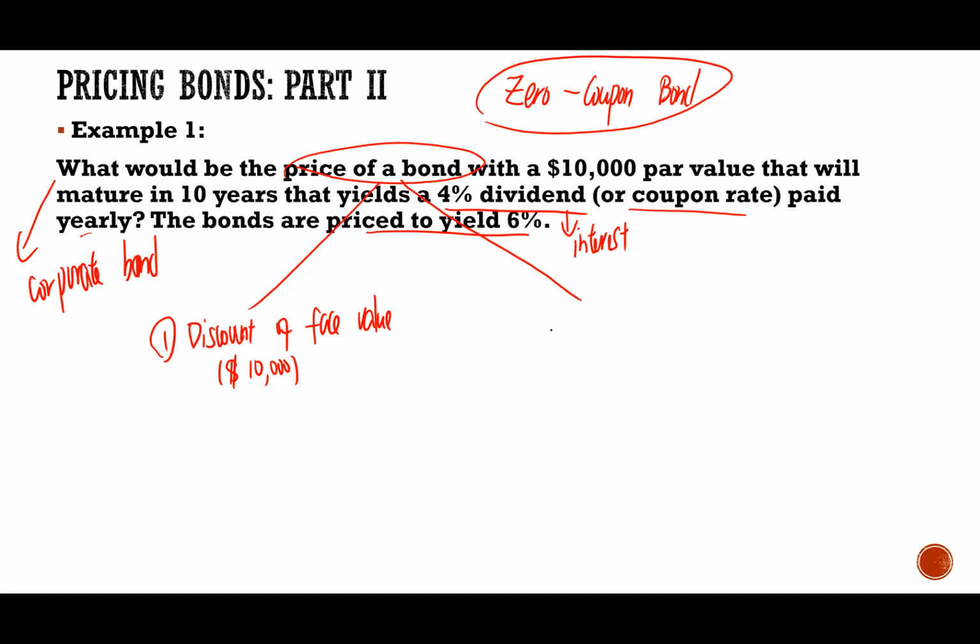Second source is to find out the present value of all these annuities. Remember, all this interest payment on a yearly basis is an annuity, right? It's a regular payment every year. So we need to know how much all these regular payments are worth right now. So it's the present value of the annuity.